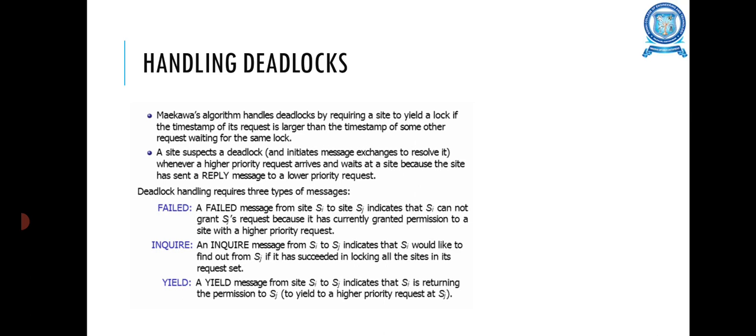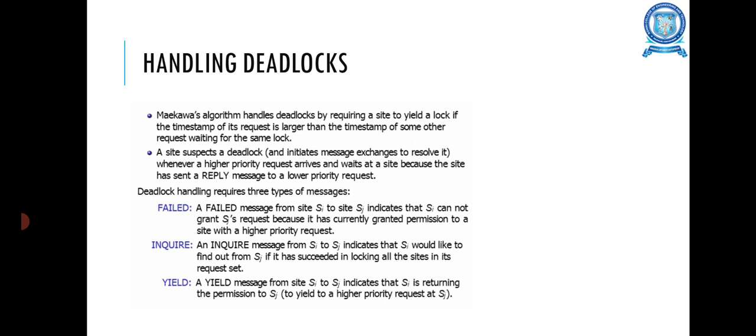Handling deadlock. The Maekawa algorithm handles deadlock by requiring a site to yield a lock if the timestamp of a particular request is larger than the timestamp of some other request waiting for the same lock. A site suspects a deadlock whenever a higher priority request arrives and waits at a site, because the site has sent a reply message to a lower priority request.